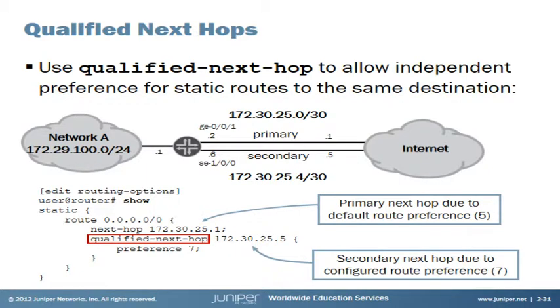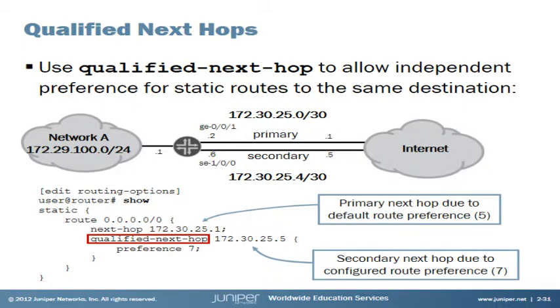Now let's look at the concept of a qualified next hop. The qualified next hop allows me to set a different preference on a particular static route. By default, the route preference for static is 5. And when it comes to route preferences, the lower the number, the better. The lower the number, the more preferred that route is. What if I have got two possible next hops on a default route?